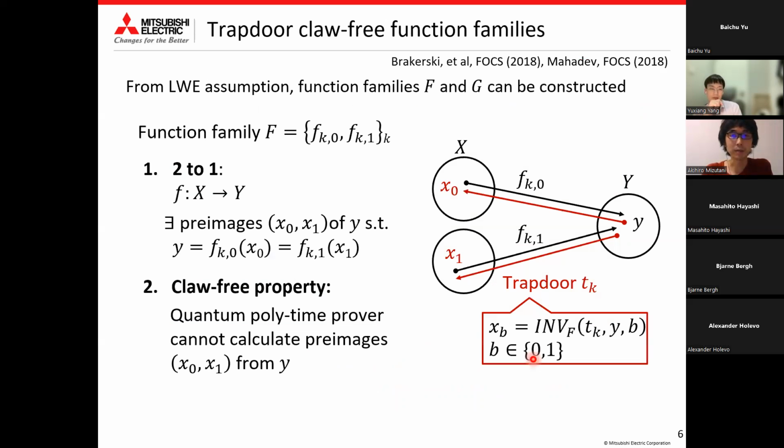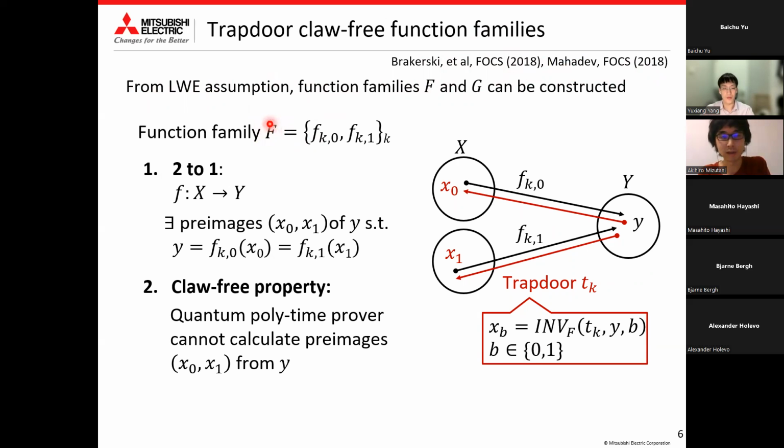The cryptographic primitive used in our self-testing protocol is trapdoor claw-free function families. They were constructed by Brakerski and Mahadev in 2018. Basically, if we assume that the quantum computer cannot solve the LWE problem efficiently, then we can construct the function families F and G. I will explain the function family F first.